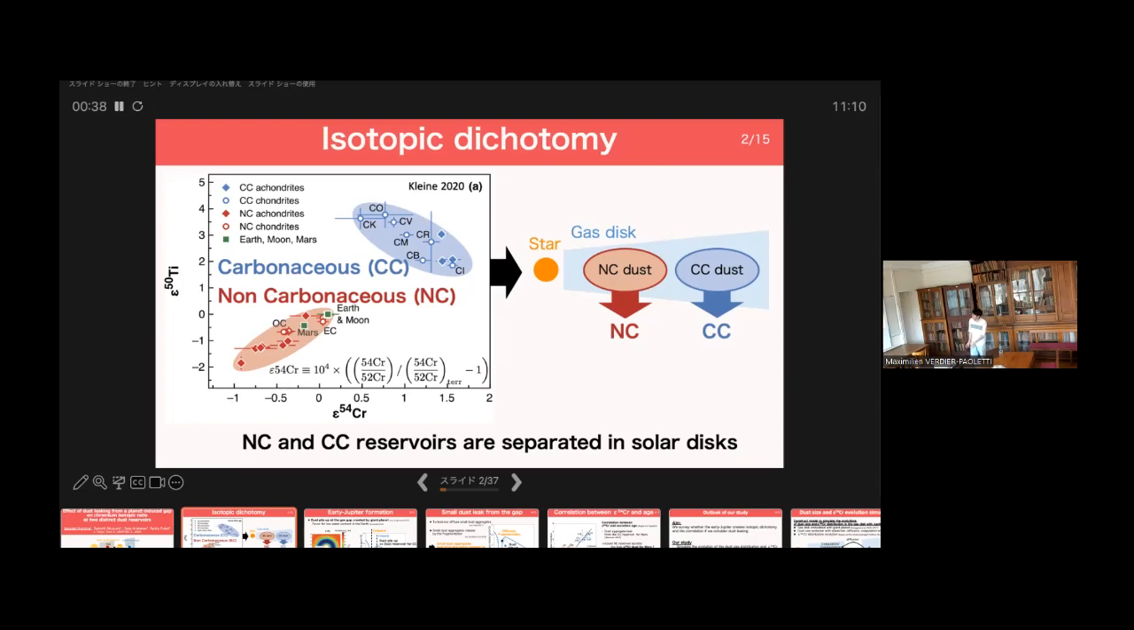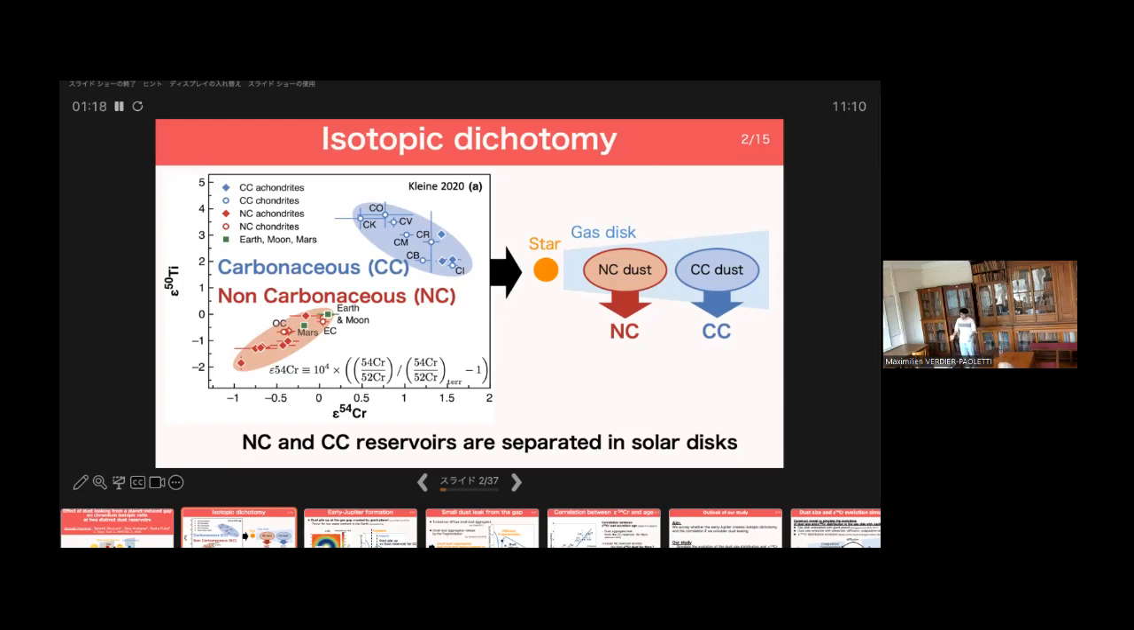This isotopic dichotomy suggests that there are two distinct dust reservoirs in the protoplanetary disk, like in this figure. So it is important to evaluate the origin of this dichotomy to understand solar system formation. It is also important to understand how these two distinct reservoirs are maintained during dust evolution. In conventional dust dynamics, dust particles drift directly toward the central star, so the NC dust reservoir is easily contaminated by CC-like dust particles.